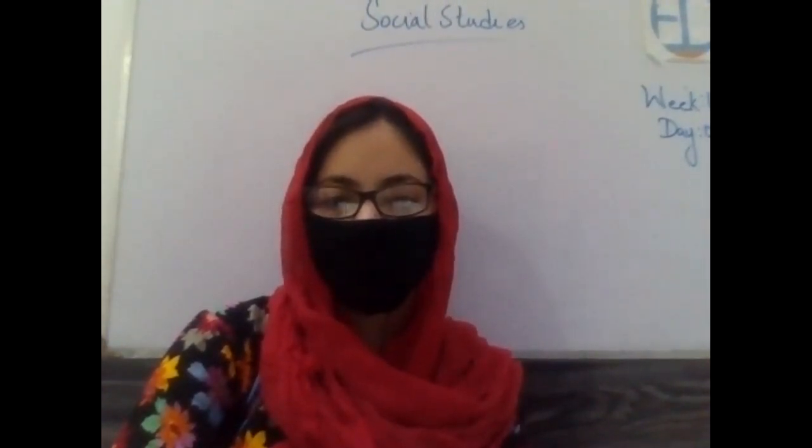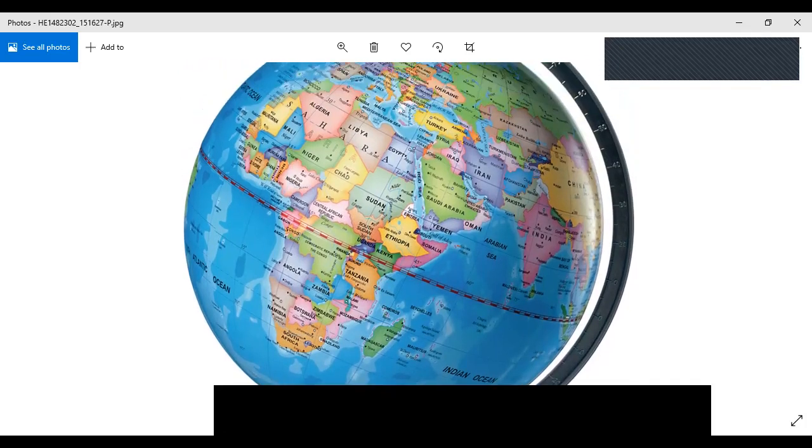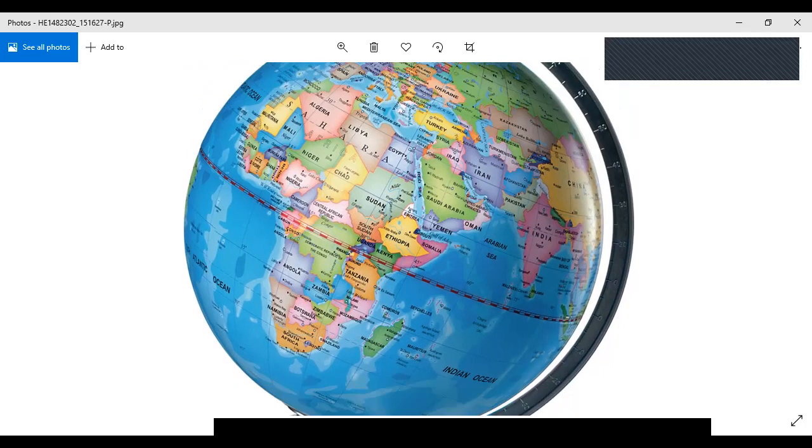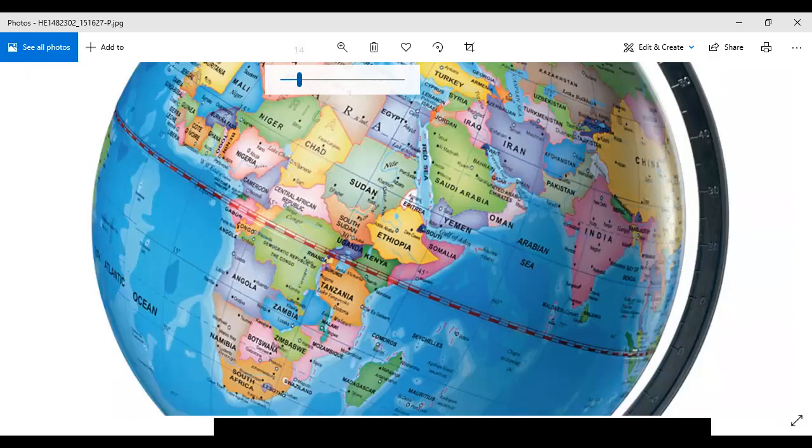Look at this one. We have discussed the globe in our previous classes. We discussed that a globe basically tells us about everything on the earth, which part belongs to which country, which area. Let me zoom it a little bit more. See, now this part, this is India. Beside this is Pakistan. Now see that Pakistan looks very small on the globe, but Pakistan is a very big country, right?